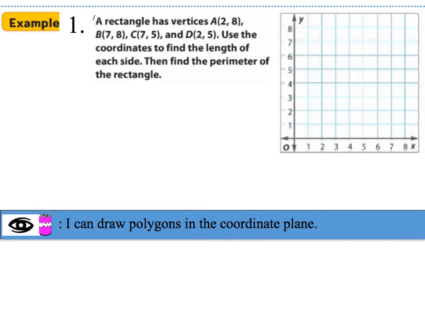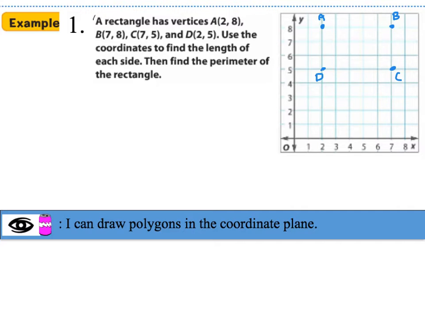For example 1, it says a rectangle has vertices point A (2, 8), point B (7, 8), point C (7, 5), and point D (2, 5). Use the coordinates to find the length of each side. Then find the perimeter of the rectangle. The first thing we should do is take these ordered pairs and graph them on the coordinate plane. So there's the location of point A, there's the location of point B, there's the location of point C, and there's the location of point D.